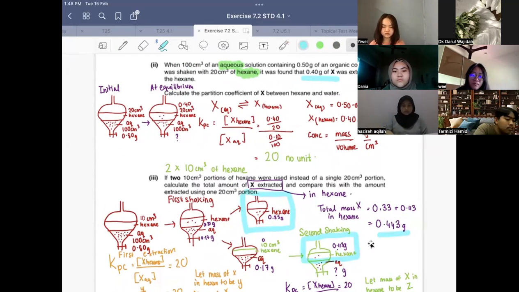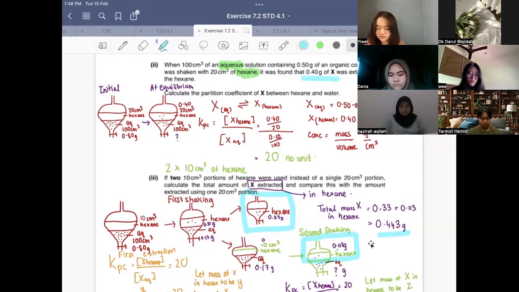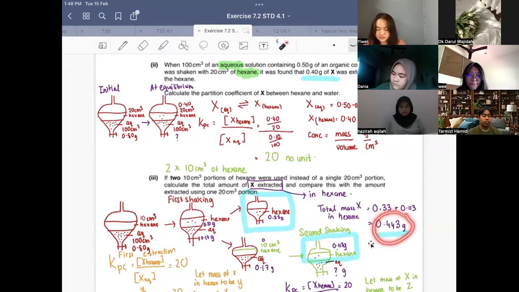If you were to extract the solute in many steps, okay? So it is better to do many steps, but with smaller volume, okay? Provided that the total volume is the same. In the end, they use 20 centimeter cube of hexane for both, all right? But the only difference is the number of times they shake it. So the more times you mix or shake, the bigger the mass will be, right?